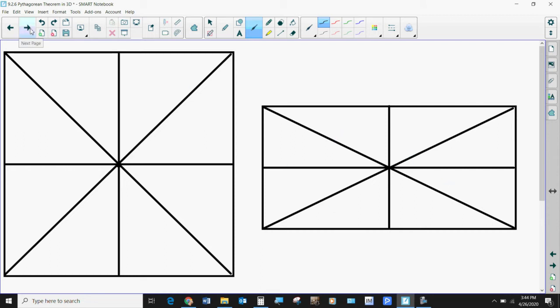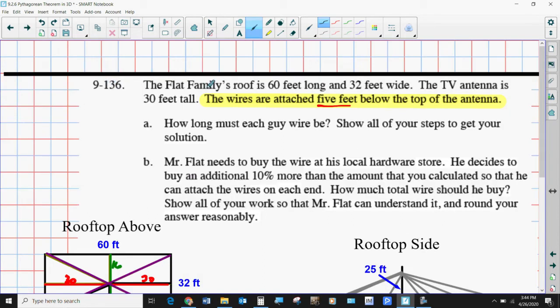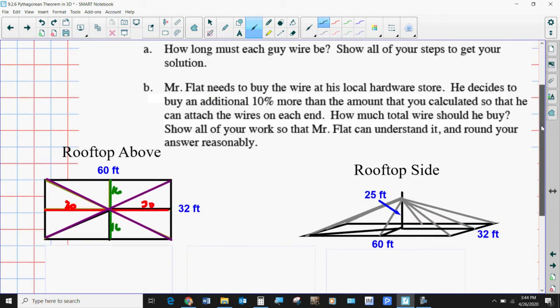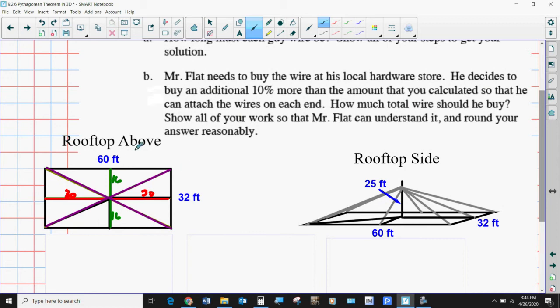And in fact, they give us the dimensions of the rooftop at the beginning of problem 136. So it says right here, the flat family's rooftop is 60 feet long and 32 feet wide. The TV antenna is 30 feet tall. So I decided to do these renderings. This is the bird's eye view that you would see where it's 60 by 32. But with this bird's eye view, you have no way of viewing how far from the rooftop this point is right there, which would be the antenna right here.